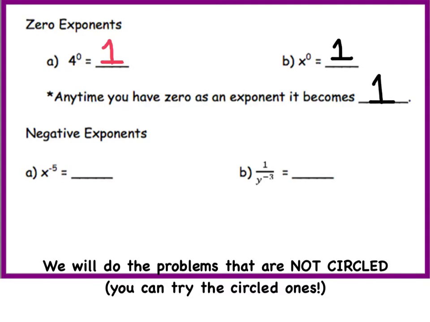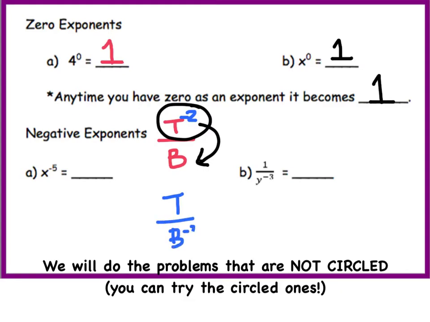Now negative exponents are a little bit different. When we have negative exponents, the easiest way I can explain it is you want to move it from where it is. So let's say my negative exponent is on the top of a fraction. That means I need to move it to the bottom. Well, let's say it's reversed. Let's say my negative exponent is on the bottom of the fraction. Then I have to move it to the top.